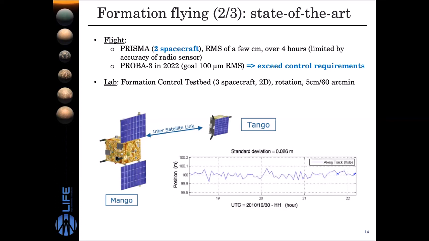In past decades, there has also been a lot of work in the lab at JPL on formation control test beds. They used 3 spacecraft in 2D on air cushions to demonstrate the rotation and positioning algorithm of a LIFE-like array. And they demonstrated a precision of 5 centimeters RMS in this case.